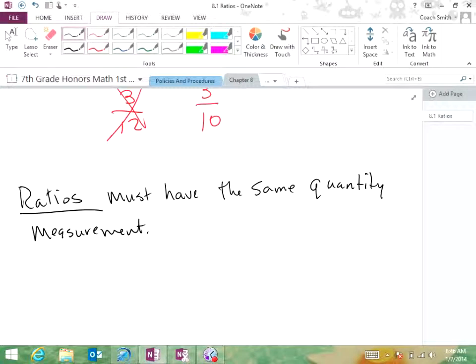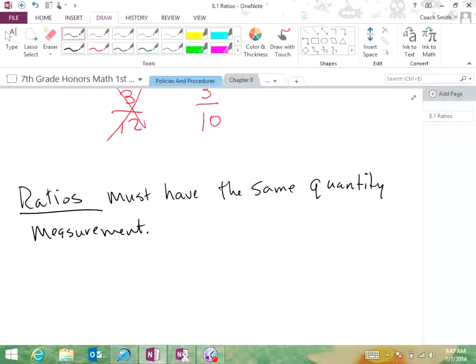I could not compare, for example, gallons to feet. Those two are not the same. I could compare gallons to quarts, because they both measure quantity, liquid. You could compare feet to miles, feet to yards. That's a ratio because they both measure distance. So ratios got to be comparing the same thing or similar thing.